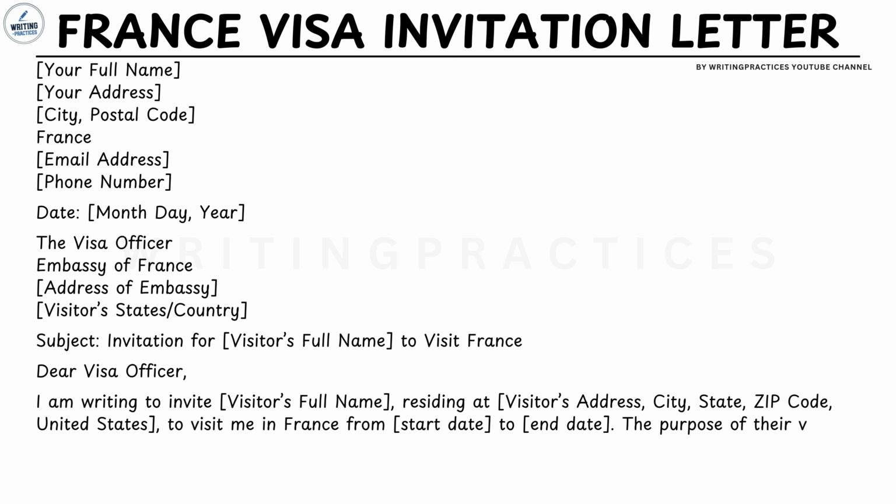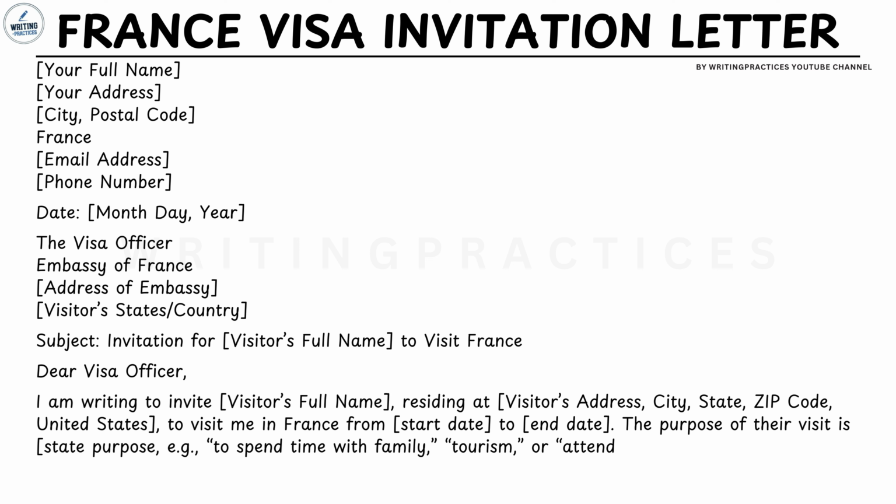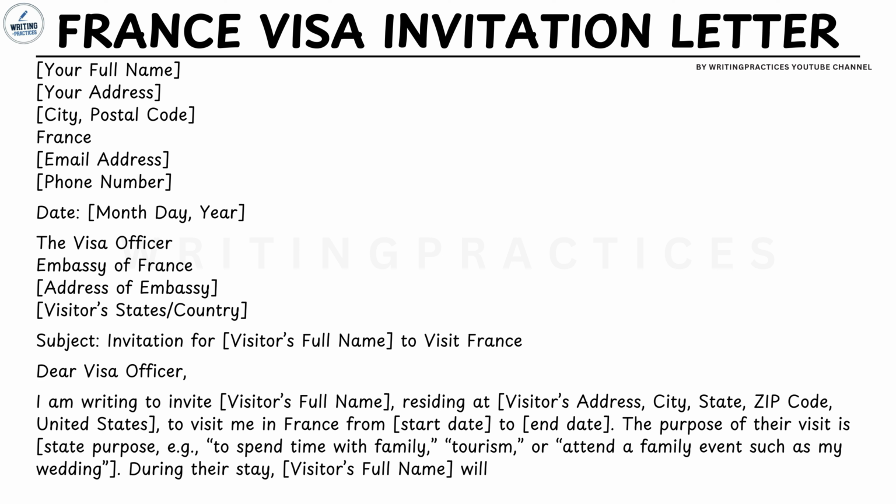Here's an example. I am writing to invite Jane Smith, residing at 456 Elm Street, Springfield, Illinois, United States, to visit me in France from May 1st, 2025 to May 30th, 2025. The purpose of their visit is to spend time with family and explore the cultural landmarks of France. During their stay, Jane Smith will reside at my home at 12 Rue de Rivoli, 75001 Paris. This section establishes the core details of the visit.